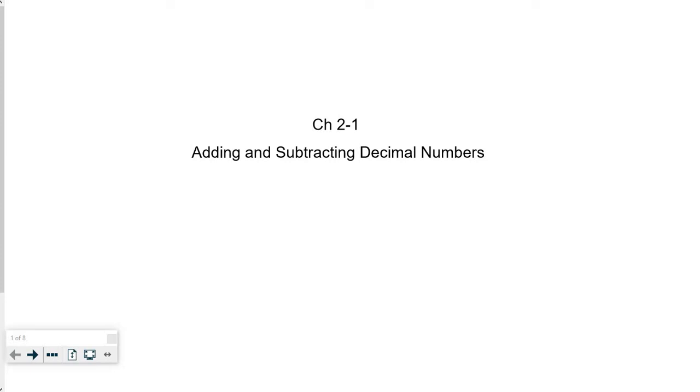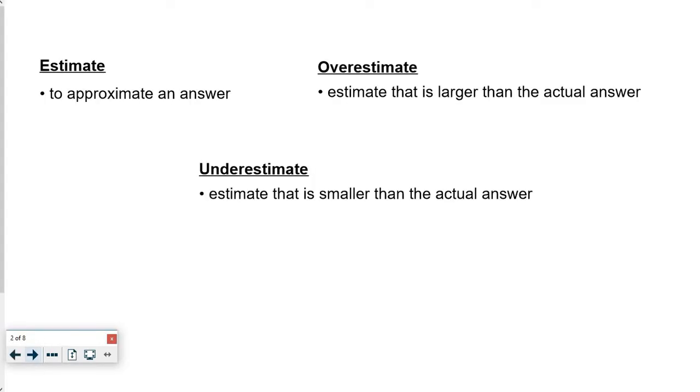This is grade 7, chapter 2, part 1, adding and subtracting decimal numbers. So there are a couple key terms you've got to know here. The first one is estimate. When we estimate, we approximate an answer. So we guess, but it's an educated guess. It's about or approximately this much or this much.